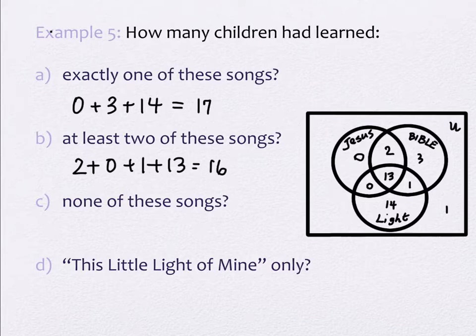16. How about none of these? That's 1. And this little light of mine only? 14. So some of these answers come very quickly. Others we have to add pieces of diagrams together. Any question on this one? All right.